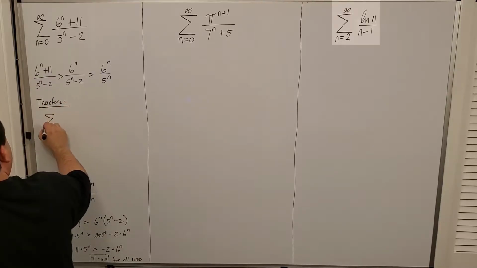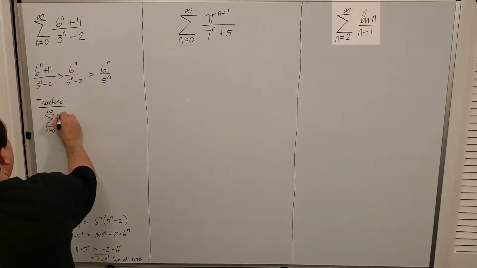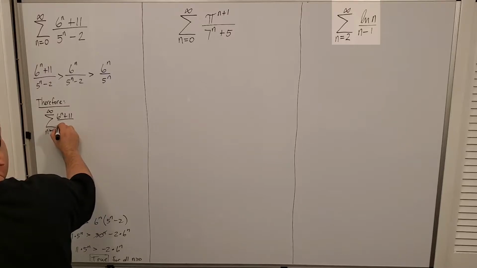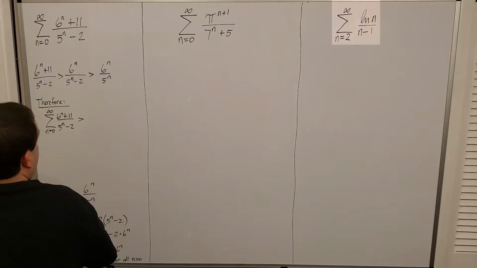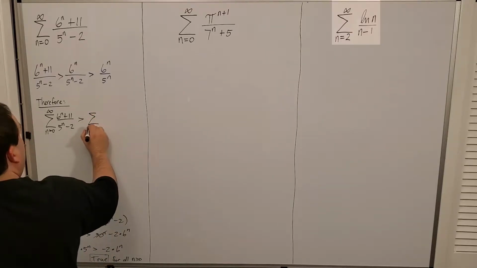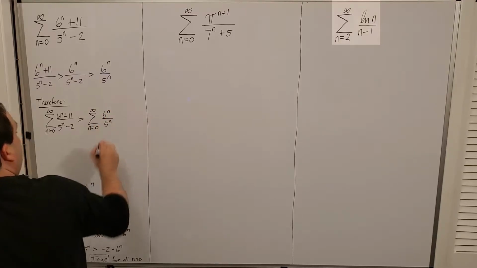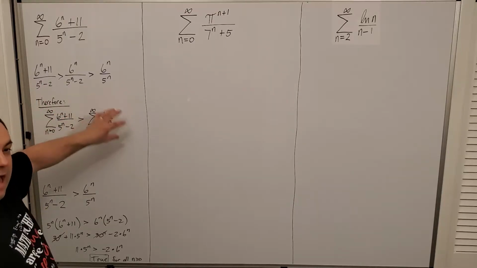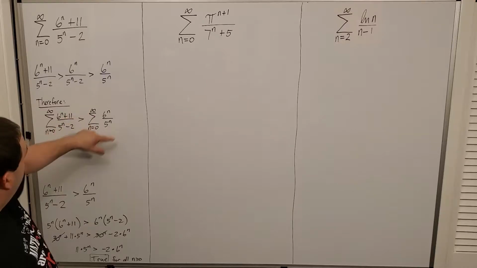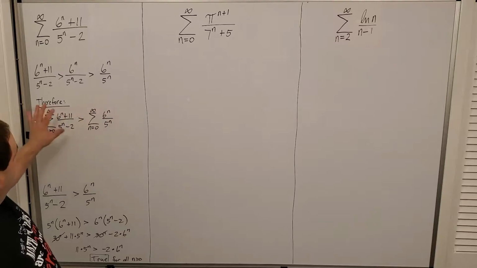I can say that the sum from n equals 0 to infinity of 6 to the n plus 11 divided by 5 to the n minus 2 is greater than the sum from n equals 0 to infinity of 6 to the n over 5 to the n. Since each term of this one is greater than each term of that one, then the sum would be greater than that sum, right? I'm adding up larger terms than these. Okay, so this sum is going to be greater than that one.